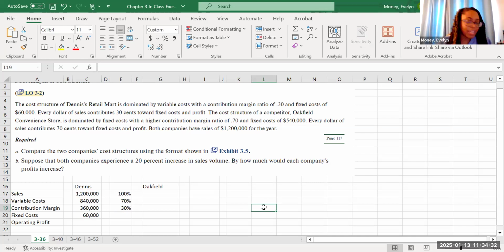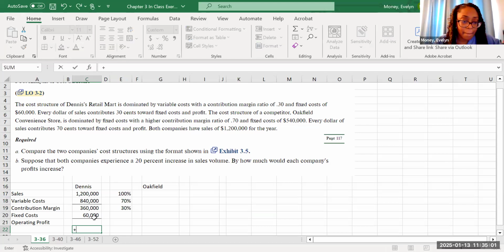Now, at this point, even though I'll have some additional percentages because we're looking at everything as a percentage of sales, I won't necessarily need those percentages to help me find my amounts. Why? Well, I already have my contribution margin, and fixed costs of 60,000 were given to me. And contribution margin minus my fixed costs will give me my operating profit.